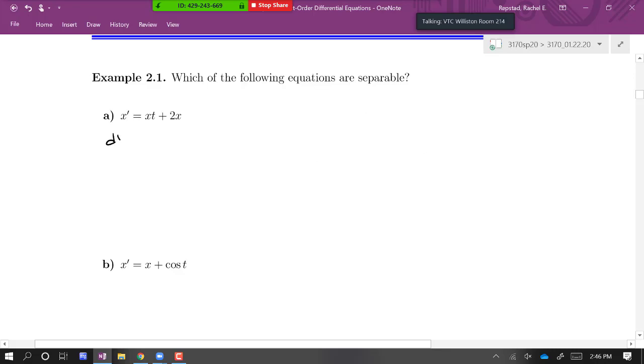But so we have our dx dt on this side, and it should be just some function of x's times some function of t's. And you alluded to dividing by an x. What that tells me is we could actually factor out an x on this side. So in the notation of the definition, our g of t function would be t plus 2, and our h of x function is just x.